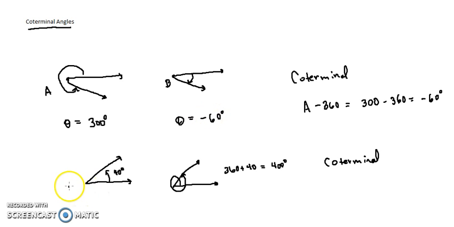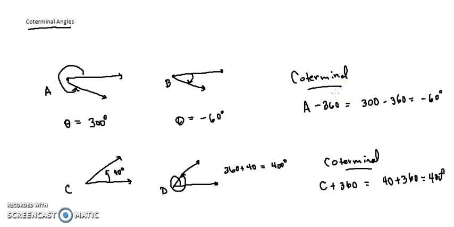Okay, same thing here. Let's say this is C and this is D. Now this time, if I subtract 360 from this, I'm going to get a different angle. I'm not going to get the one that I want. I want to add 360 to it. So if I do C plus 360, I get 400, which is angle D, and so they are coterminal as well. Okay, so to find the coterminal angles, you're either going to be adding or subtracting multiples of 360.